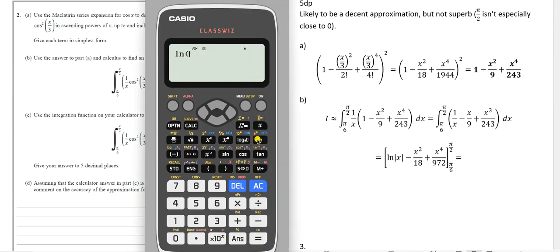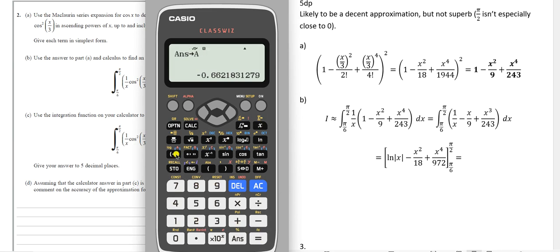It'll be a little bit of a mess, but they've only asked for 5 decimal places, so I throw it in the calculator. Well, let's make this a bit easier for ourselves. Let's store a value. There's pi by 6. I'm going to store it as x, and I'm going to work out ln of x minus x squared over 18 plus x to the 4 over 972. That's the first number. I'm going to store that as a.